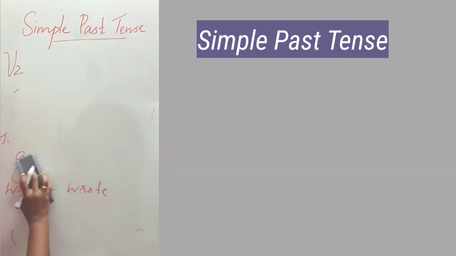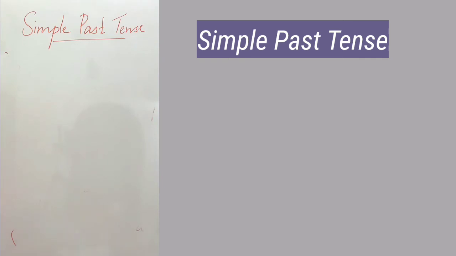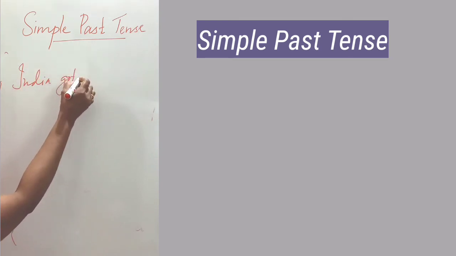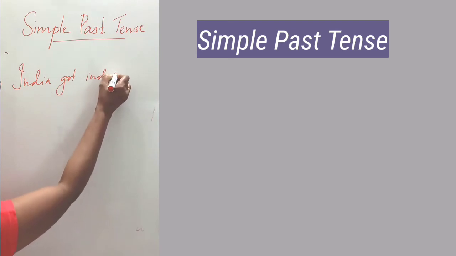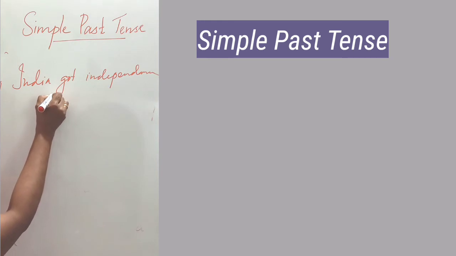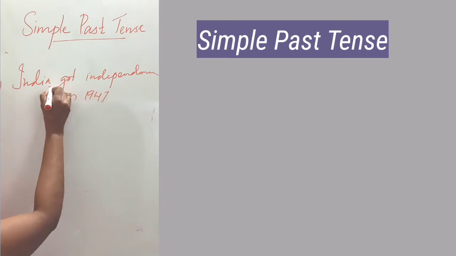Then we can discuss when to use the simple past tense. To express an action completed in the past. Simple past tense is used to express an action completed in the past. For example, India got independence in 1947.